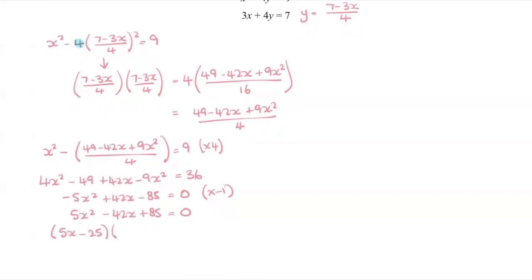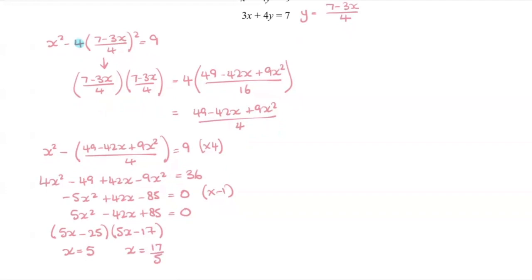I have chosen to factorize. So I multiplied my 5 and 85, and then I looked at the factors. You can use the quadratic formula. You have it on your formula sheet, and it will work just as well. So 25 divided by 5 is 5, so x equals 5. Remember to use that opposite sign, and x is equal to 17 over 5.